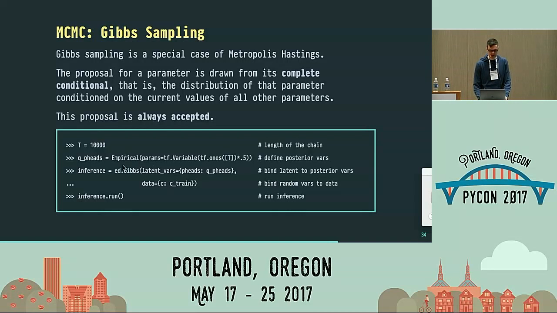You just have to say, hey, instead of Metropolis Hastings, I want to use Gibbs. And then you state, again, your latent variables. You want to tell Edward that you're inferring p heads. You want to store the chain in QP heads. You have coin flips that you're looking at, and these are the observations for the coin flips. So this is all, and then you run this, and you get a chain. So let's do that.